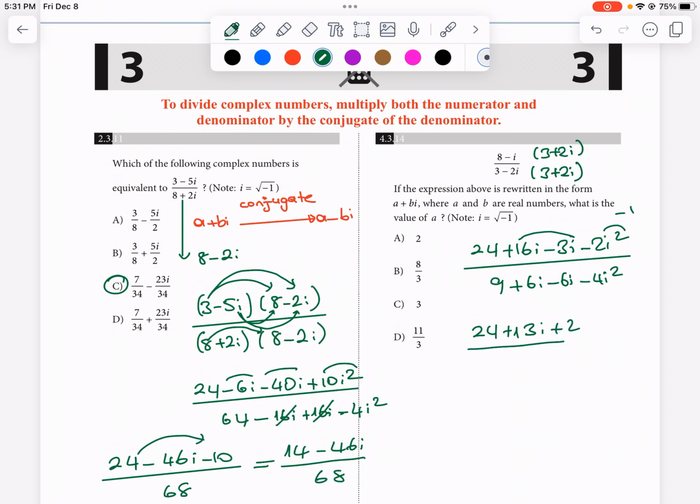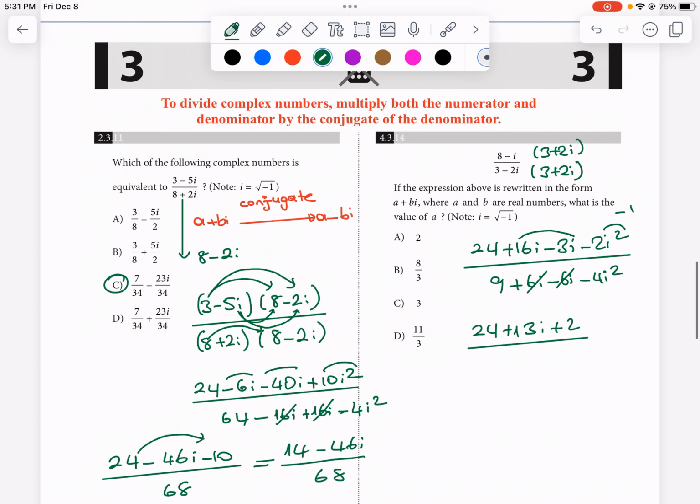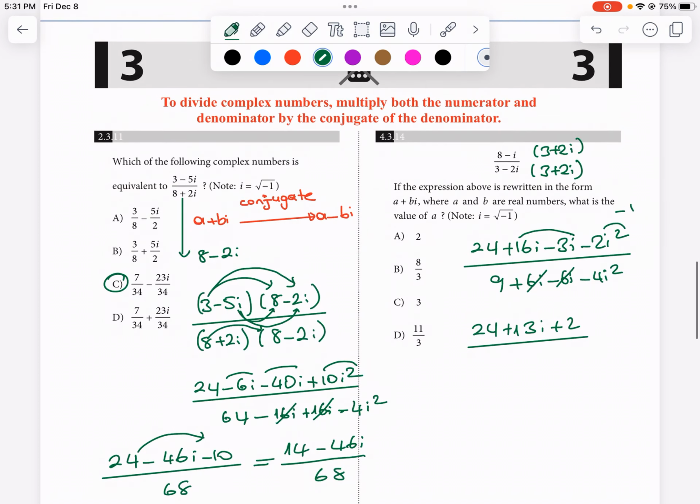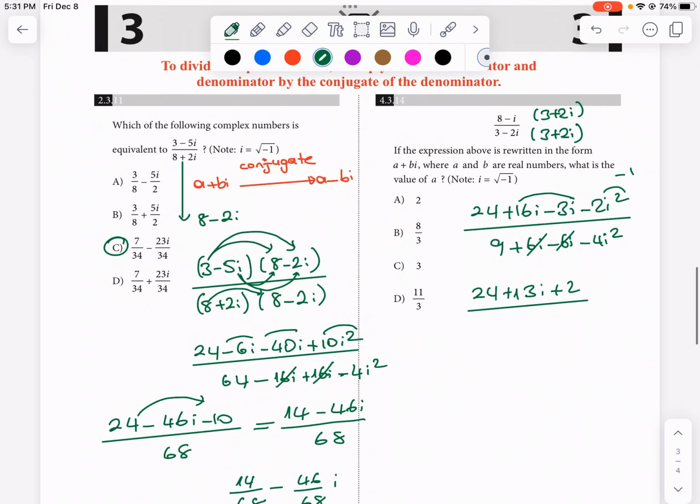And divided by, 6i and negative 6i cancel out. And then negative 4i squared. i squared is negative 1. Negative 1 times negative 4 is positive 4. Positive 4 plus 9, 13. Okay, so 24 plus 2 is 26, plus 13i, divided by 13.